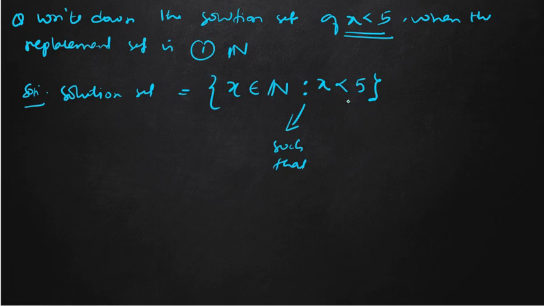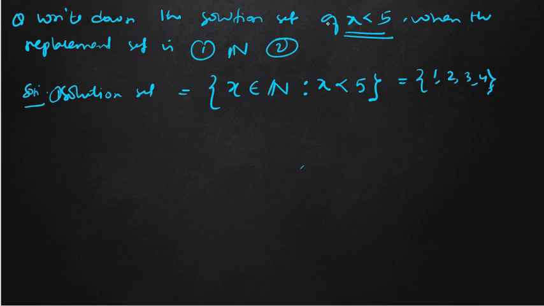So what will be this set now? We have to write all the natural numbers which are less than 5. We know that all the natural numbers less than 5 are 1, 2, 3, 4. So this will be our required solution set. I think it is clear.